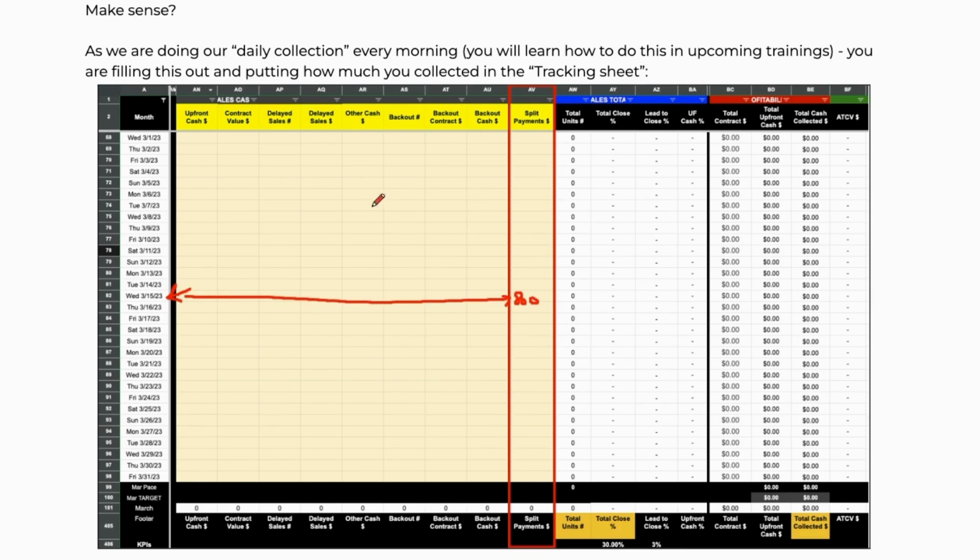Then next month, I'm going to be in April, or May, or whatever month I'm in. Whenever I collect the next one, whatever payments I'm collecting in the split payments, I'm then putting it in that column for that specific day. This is what we call our daily collection, okay? So you're going to learn how to do your daily collection every single morning. That's going to be in upcoming trainings, okay? And we're basically tracking that inside of our tracking sheet.